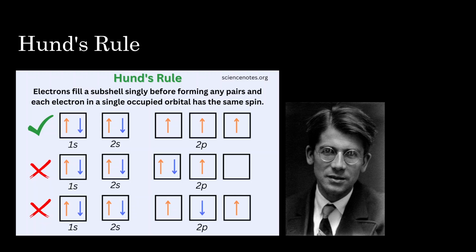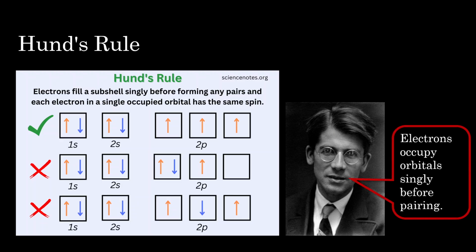So that's Aufbau. Hund's rule tells us that electrons fill a subshell singly before forming any pairs. And we'll talk about that with Pauli as well. So essentially we're going to fill up 1s2, 2s2, and then 2p1, 2p2, 2p3, 2p4, 2p5, 2p6, and they're going to spin down. That's Pauli. So electrons occupy singly before pairing.